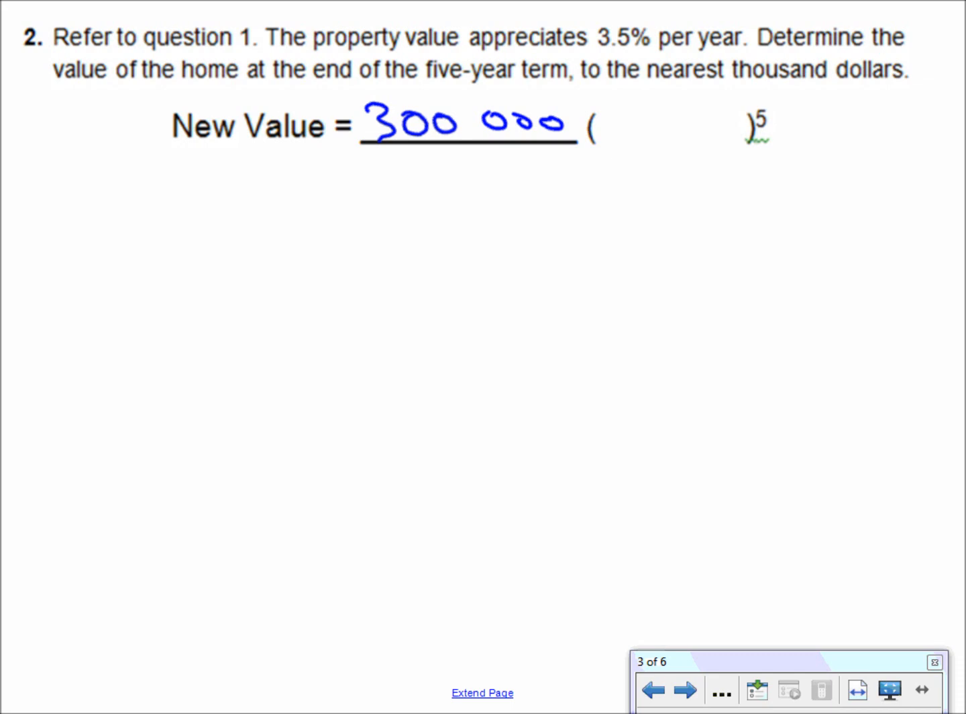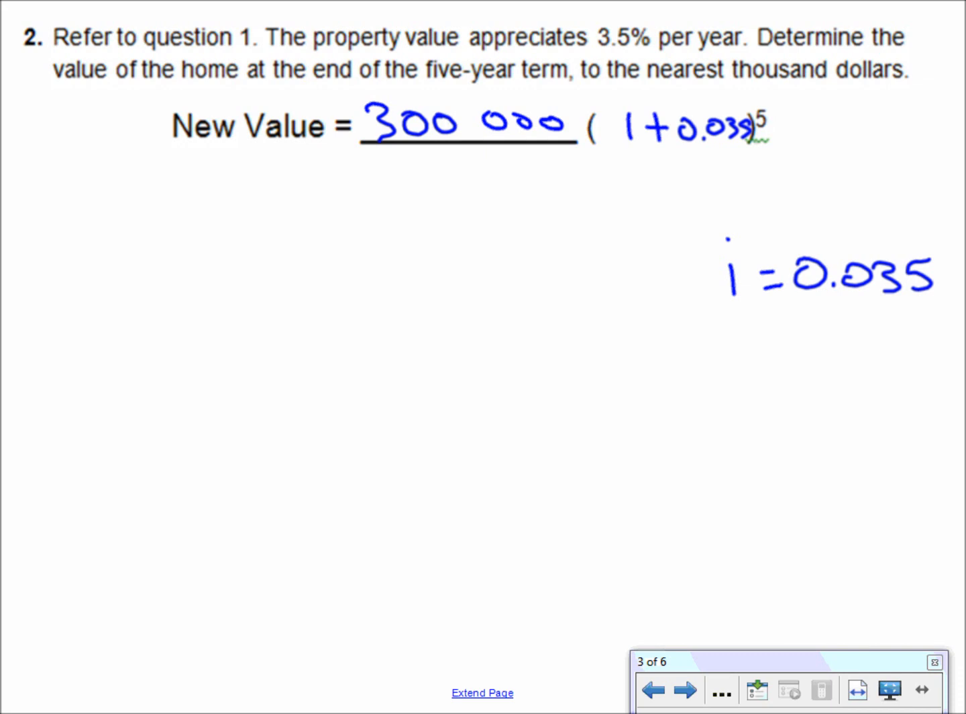Okay, next, we know our interest rate as a decimal is this, right? So in our equation over here, we go 1 plus that value. So I'm going to go 1 plus 0.035.